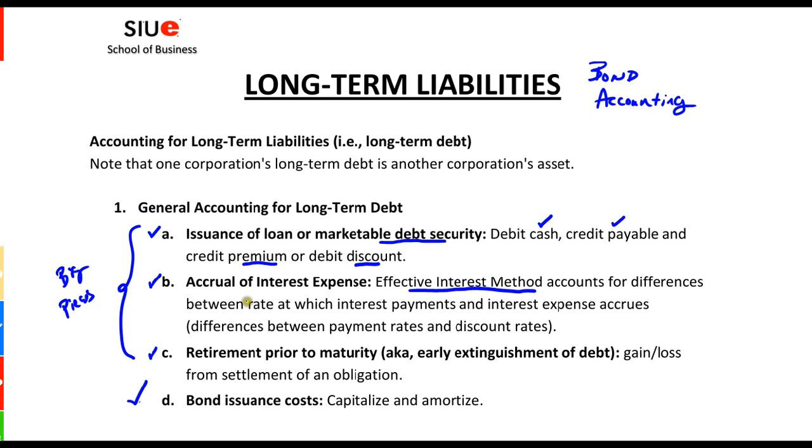And then retirement prior to maturity. We're going to have a gain or a loss. Like when you sell property, plant, and equipment, you have a gain or a loss. It's similar, except here you're paying off a debt early. So let's say you had a car loan of $20,000 and the bank let you pay it off for $18,000, that'd be good. That would be a gain. If you had a car loan and for some reason you paid it off for $22,000, that would be a loss. So we'll see retirement of these obligations can result in gains or losses.